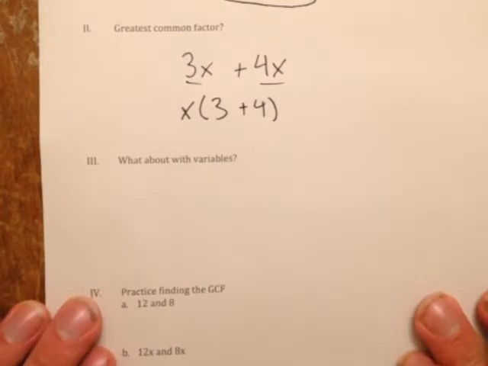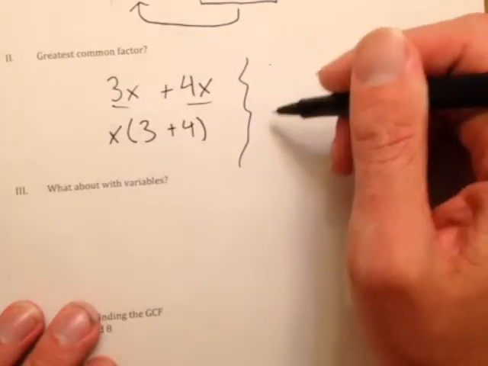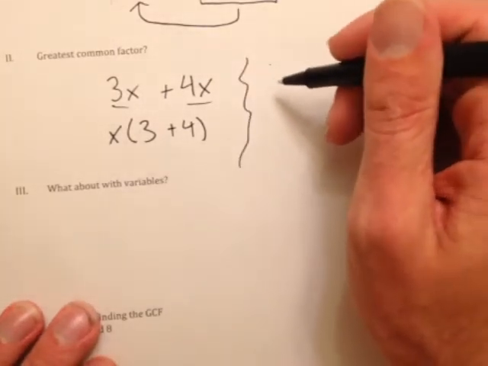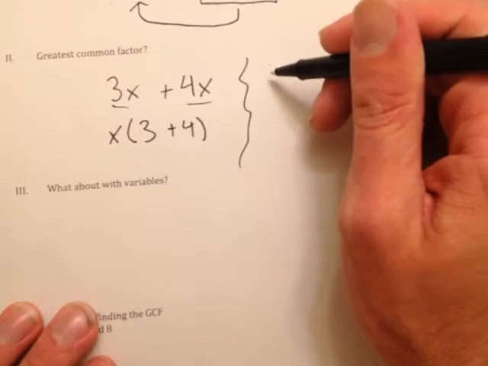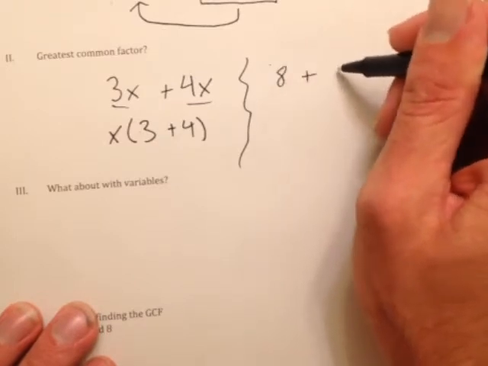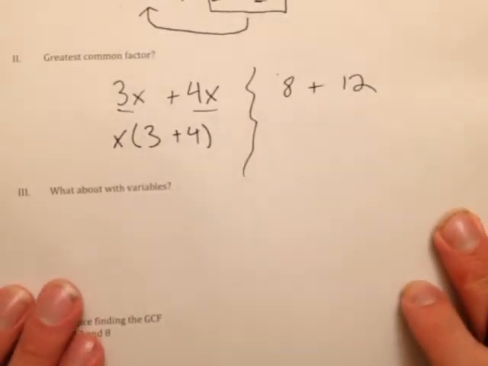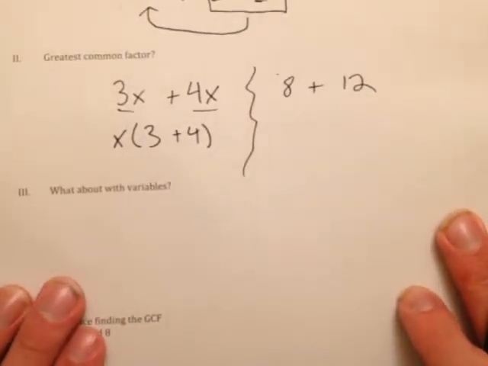This is what we call factoring out a common factor. We can do this too with just plain numbers if that's easier. So think for a second about what the greatest common factor of 8 and 12 would be. Hopefully you can remember how to figure out greatest common factor. The greatest common factor of those would be 4.